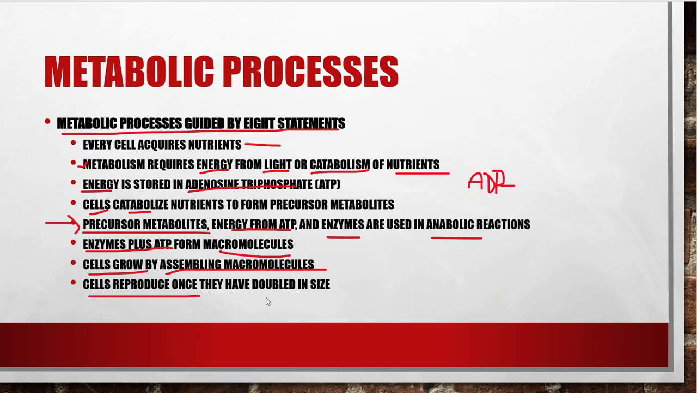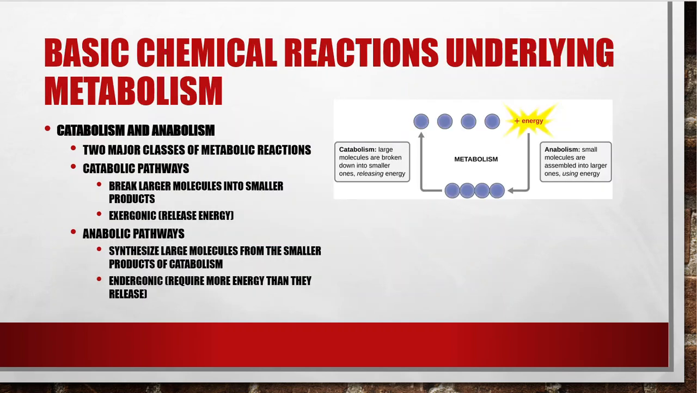Cells reproduce once they have doubled in size. So for the bacteria, once they have doubled in size, and of course they'll have to copy their DNA as well, then they're ready to reproduce by splitting in half, or splitting into 2 separate organisms.